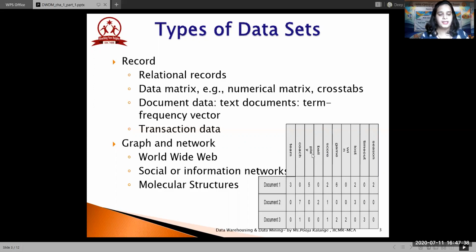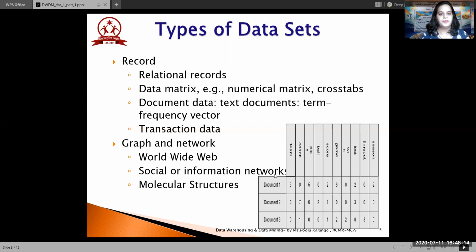But after this, there came a record called the relational record, which you've already studied in your database chapters. It basically consists of rows and columns. Columns are said to be attributes and rows are said to be tuples. Whatever querying you used to do on these relational records was done using SQL, the Structured Query Language. Then the third type of record is a simple representation of a data matrix. You have already studied data matrices in mathematics. A data matrix is a numerical matrix. It is also said to be a cross tab in the case of Excel.